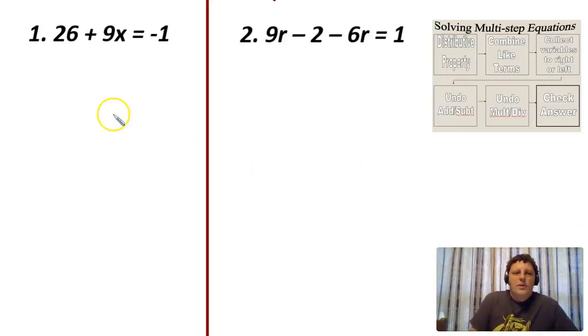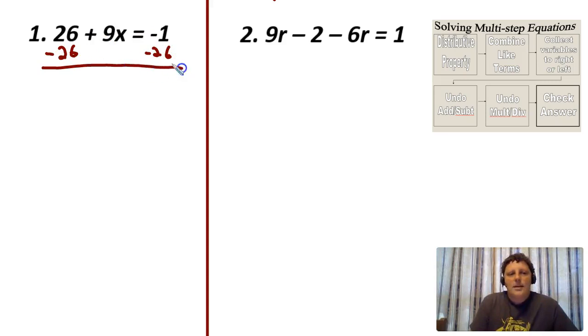In the first example, we have 26 plus 9x equals -1. I don't have anything to distribute. I don't have any like terms that I could add on either side of the equal sign. I only collect variables if they're on both sides of the equal sign. So I'm going to undo the addition or subtraction first, and that means this constant term over here that's by itself, I'm going to undo that positive 26 by subtracting 26 on both sides of the equal sign.